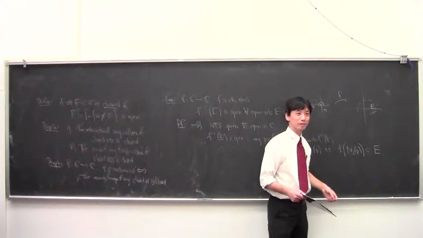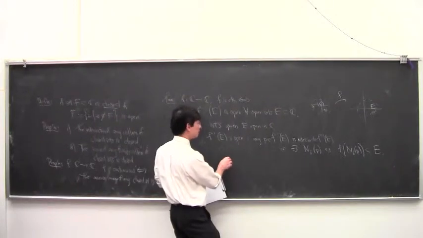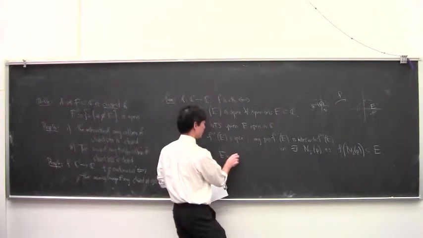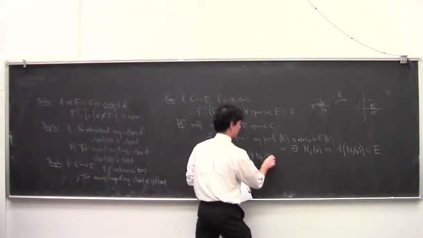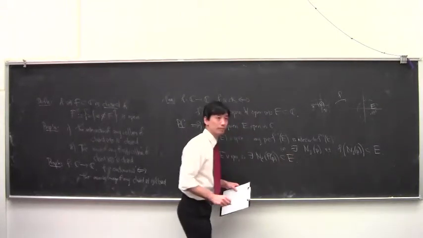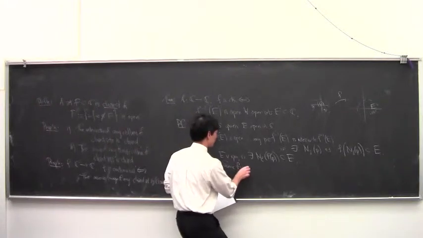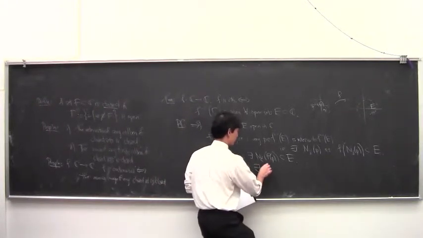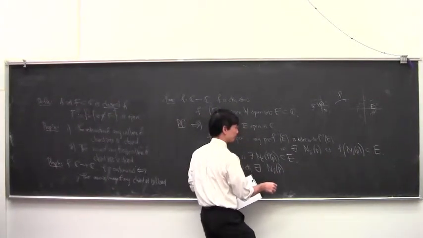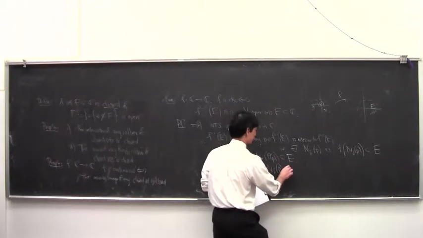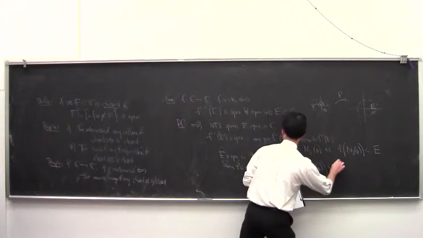A question. You know that since F of P is interior to E, E is open, right? So there's some epsilon ball around F of P. And then, since you know F is continuous, for a given neighborhood around P, there exists a delta neighborhood around P such that F of that neighborhood is entirely in the epsilon ball around F of P.